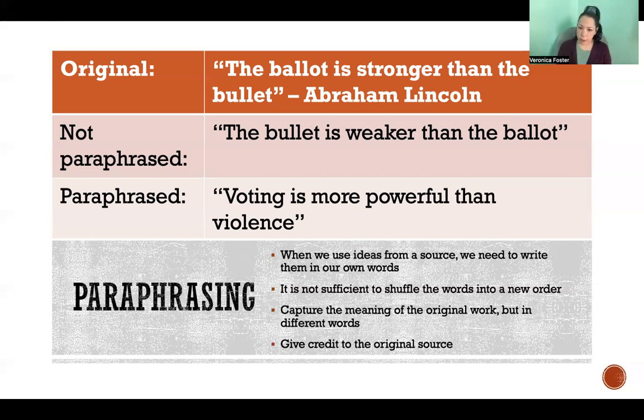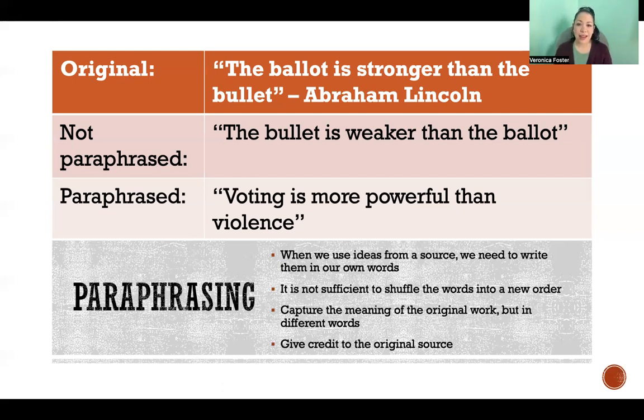So I gave you an example here to illustrate that. The original quote from Abraham Lincoln is, "The ballot is stronger than the bullet." If we just shuffle that around and change stronger to weaker, we could say the bullet is weaker than the ballot. That is not adequate paraphrasing. That would still get flagged as being plagiarized. So that is not acceptable.